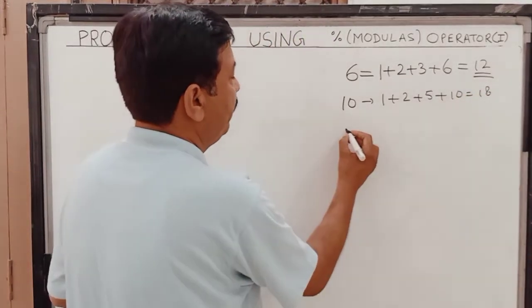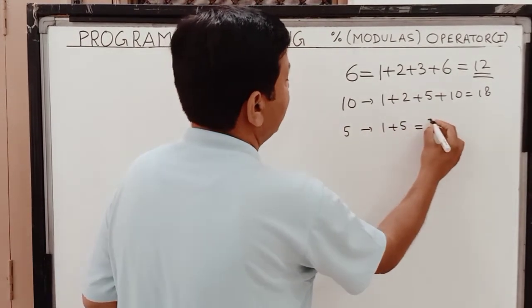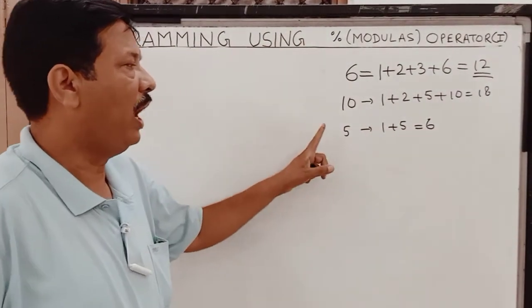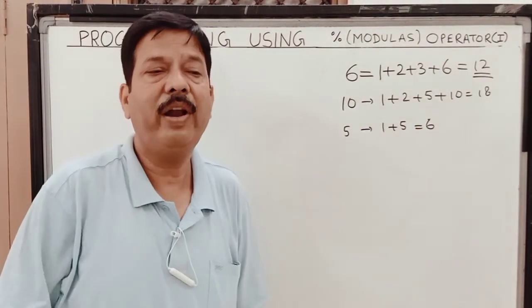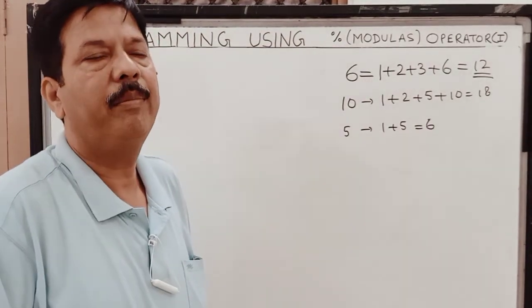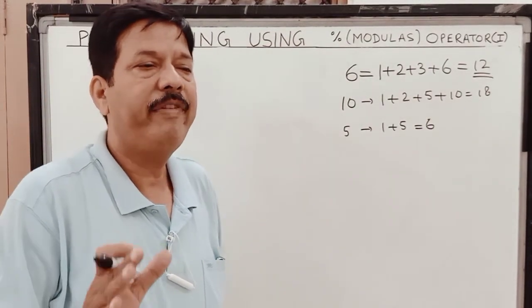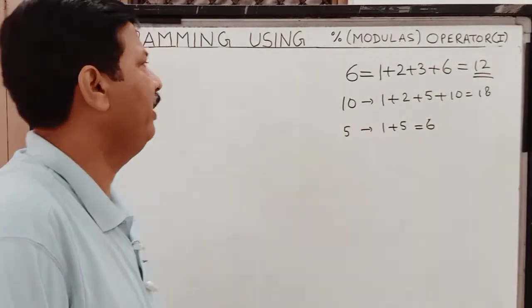If my number is, say, 5, then my factors are 1 plus 5, and it is coming out to be 6. So I am here finding out the sum of my divisors. So the program is: write a program to input an integer number and find the sum of all its divisors.